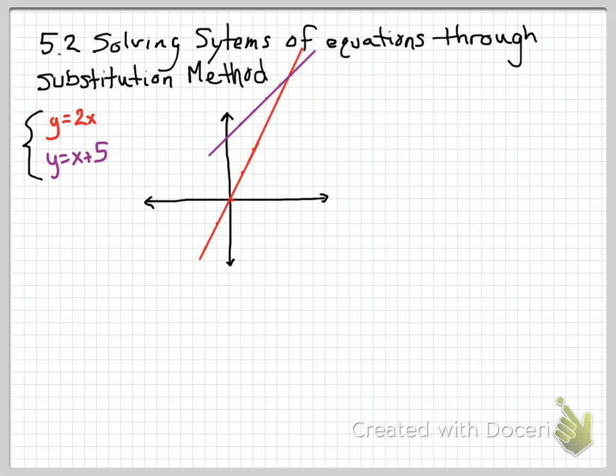So a system is where the two lines cross. So we're not going to be graphing them today. We're going to do it algebraically. And there's a couple different ways algebraically that you can do this. And one of them is substitution, and that's the method that you're learning today.